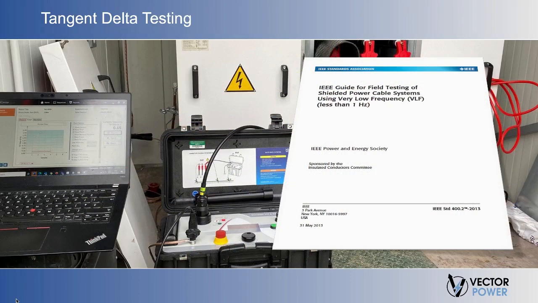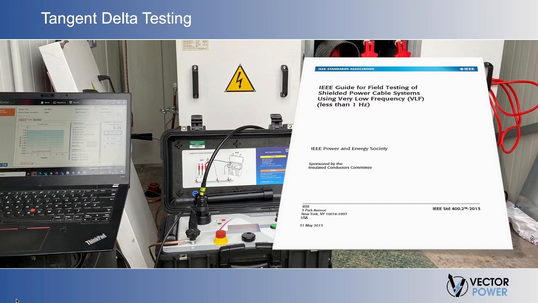All right, so how do we perform the tan delta test? Well, when performing maintenance testing, IEEE Standard 400.2, Guide for Field Testing of Shielded Power Cable Systems Using Very Low Frequency, states that we perform the test in 3 steps, starting at 1/2 of the operating voltage of the circuit, phase to ground. This is expressed as 0.5 U0, or 1/2 U0.